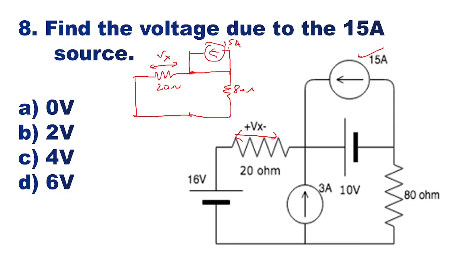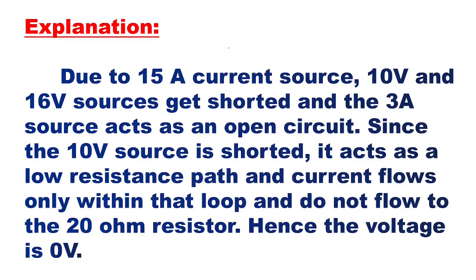Now here, the voltage across the 20 ohm resistor should be calculated in this way: due to the 15 ampere current source, the 10 volt and 16 volt sources get shorted and the 3 ampere source acts as an open circuit. Since the 10 volt source is shorted, it acts as a low resistance path and the current flows only within that loop and does not flow in the 20 ohm resistor, hence the voltage is 0. Okay, so this is a very important thing, the voltage is 0.